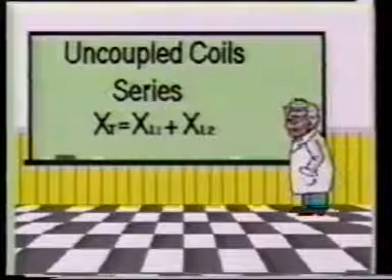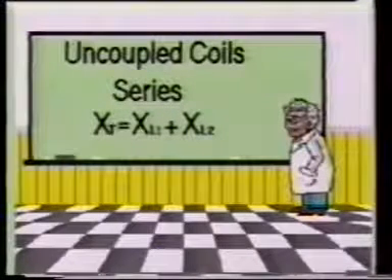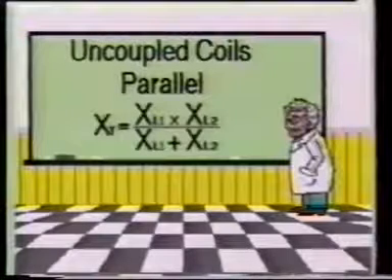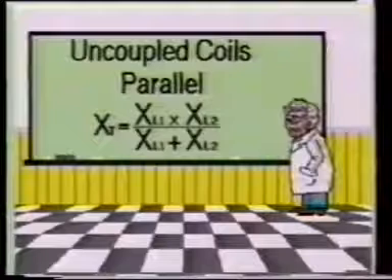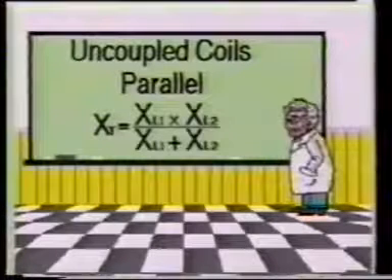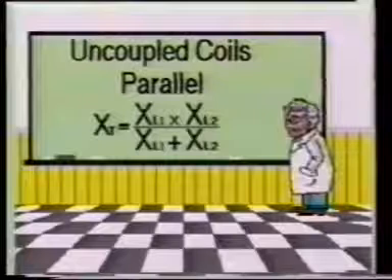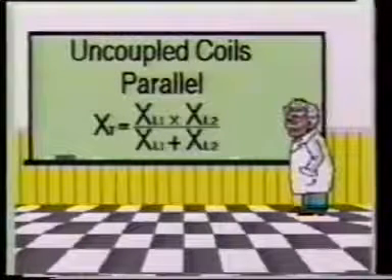To calculate the total reactance for two uncoupled coils in series, you simply add their values together. To calculate the total reactance of two uncoupled coils in parallel, you must use the formula: inductive reactance of L1 times the inductive reactance of L2, divided by the inductive reactance of L1 plus the inductive reactance of L2.